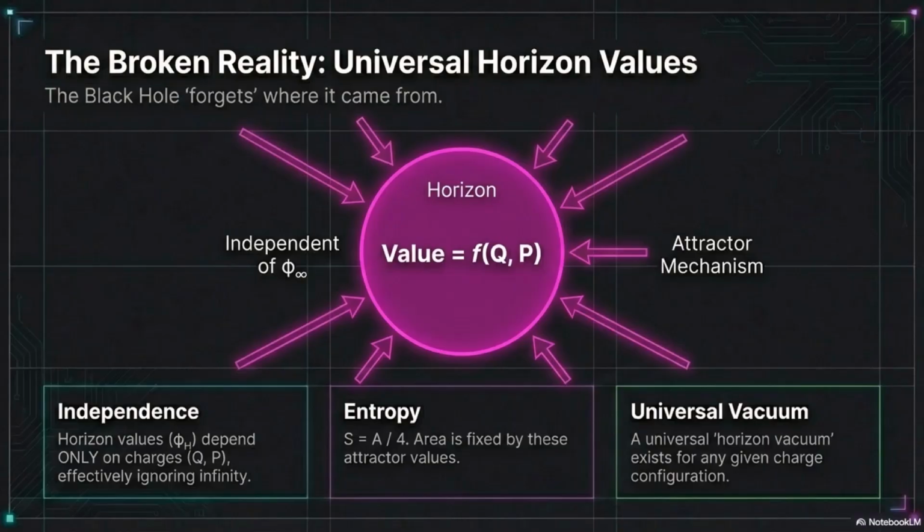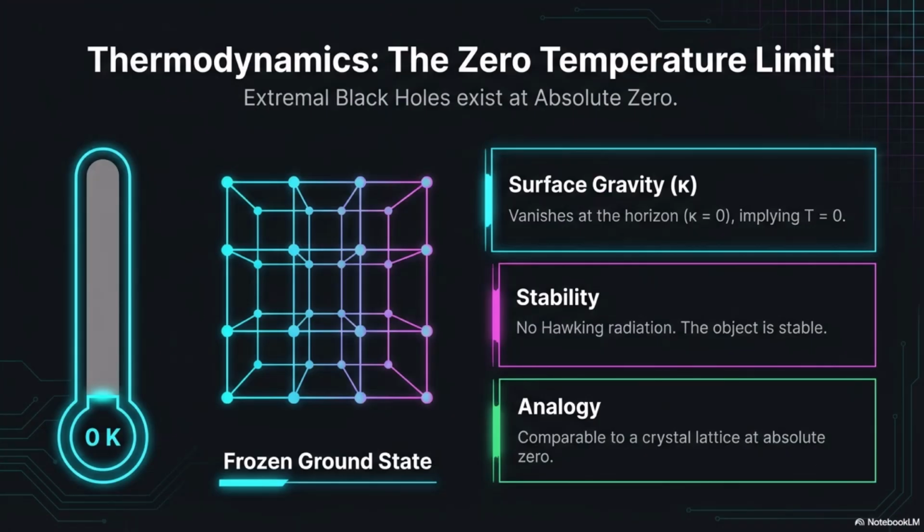Which leads us to temperature. The document talks about extremal black holes being at 0 temperature. Absolute zero, frozen. These are the static states we talked about at the very beginning. There's no Hawking radiation, no heat. They are like a crystal lattice, just perfectly ordered.